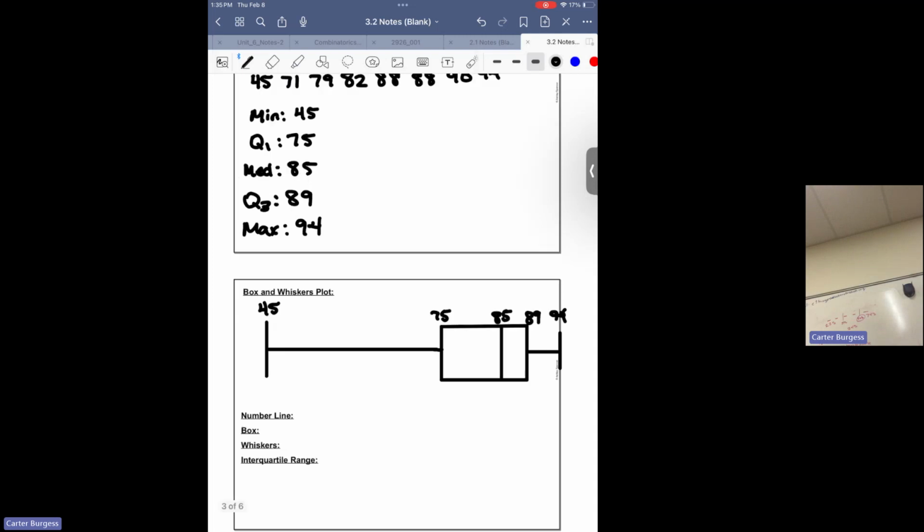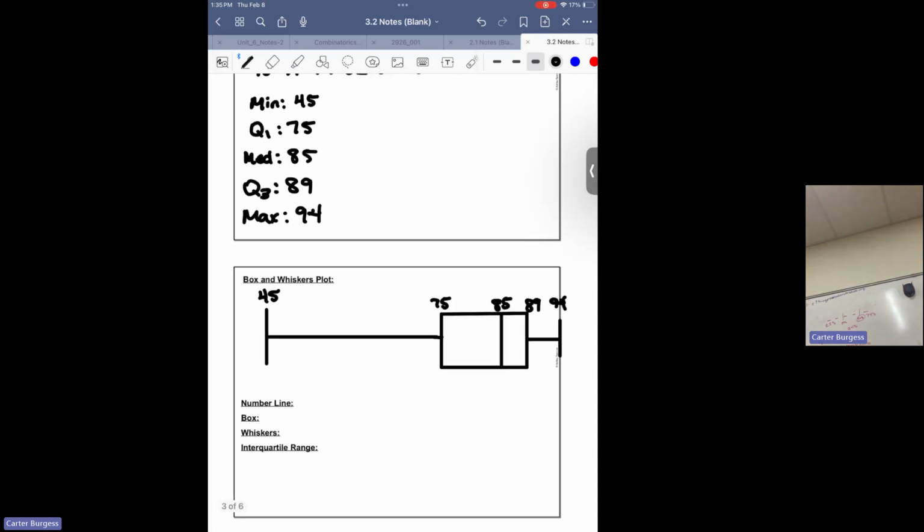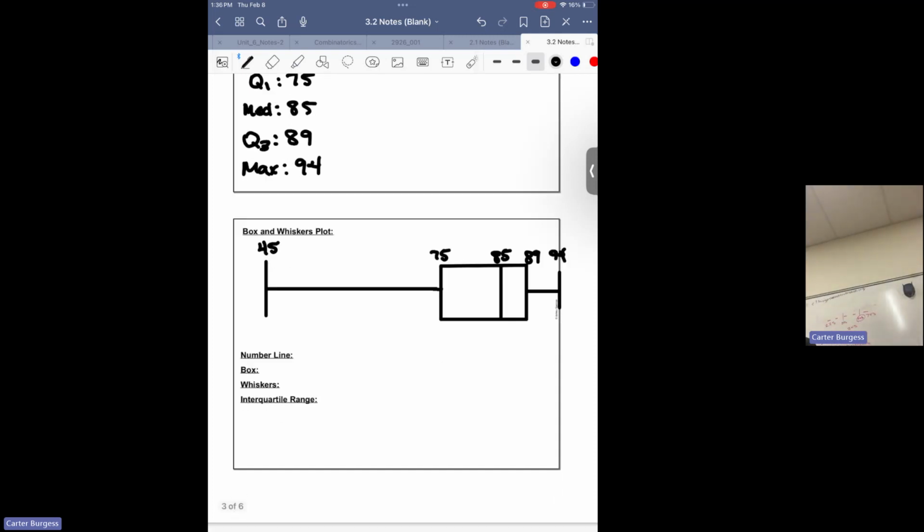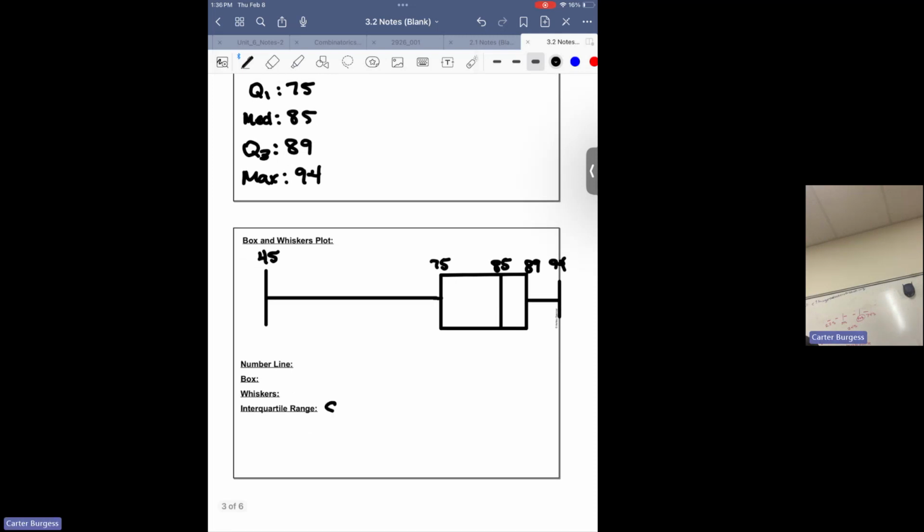What do we notice about our data? How is it clustered? How would we describe the spread of our data here? Skewed to the left, most of our data focused on the right-hand side, but a few data points dragging us to the left. So definitely skewed to the left. Very good. And then what would the IQR be? 14, which we get from 89 minus 75 equals 14.